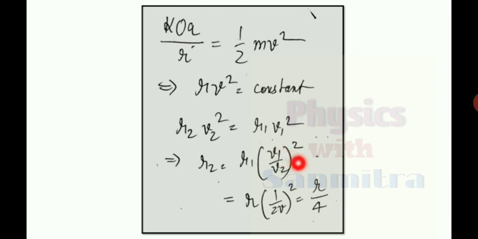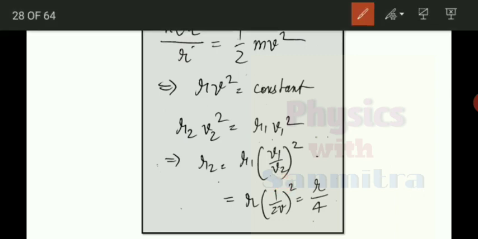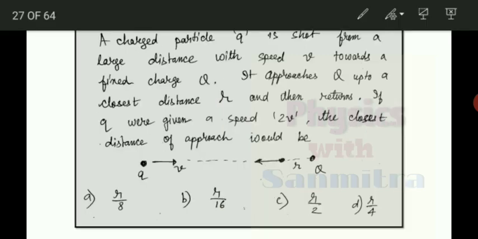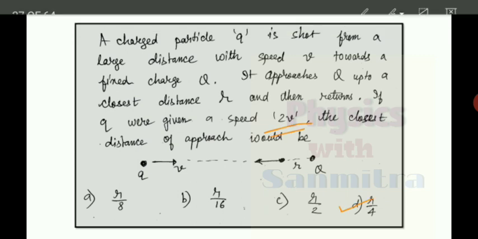Since v1 is v and v2 is 2v, I can write here this v1 is v and v2 is 2v. So this is 1 by 2 whole square, 1 by 4, so r2 will be r by 4. So r by 4 is my correct answer. That means if the velocity was 2v, the distance of closest approach would have been reduced by 4 times.